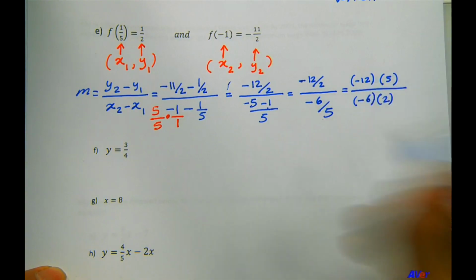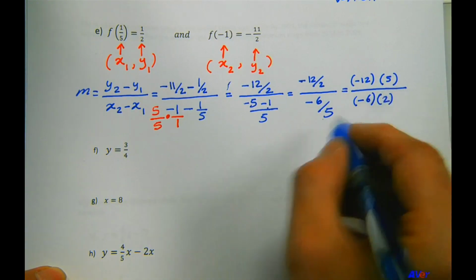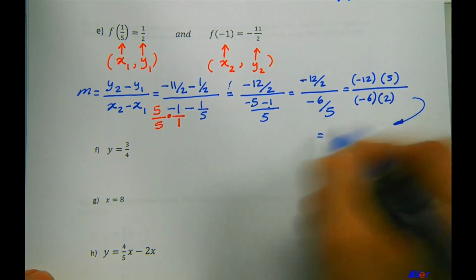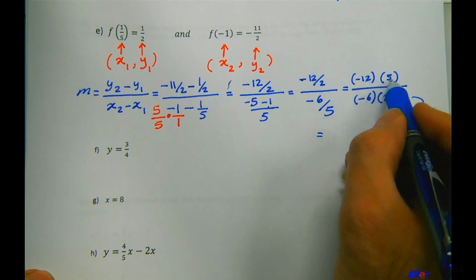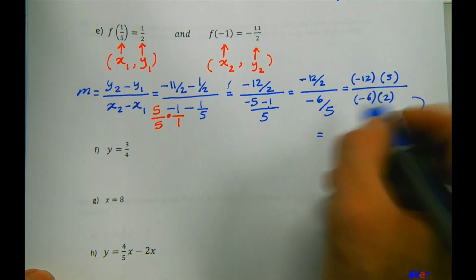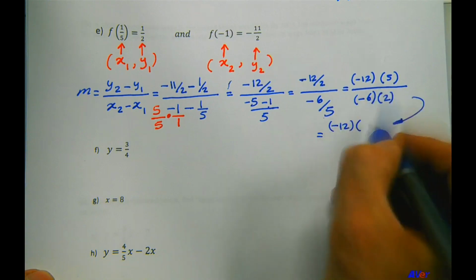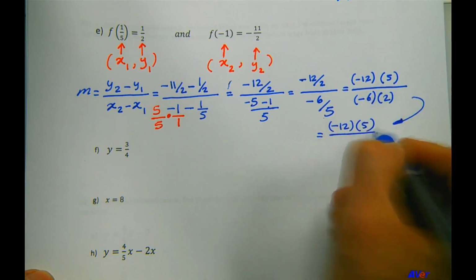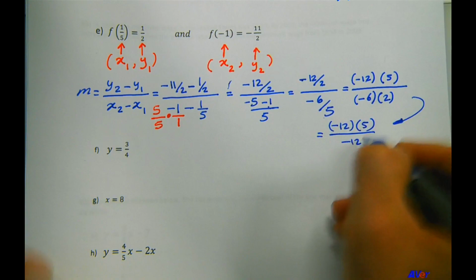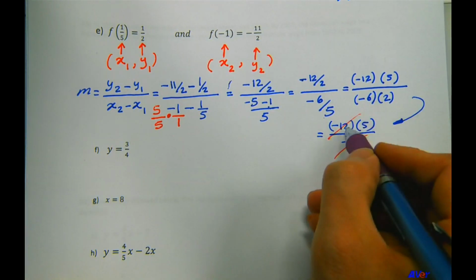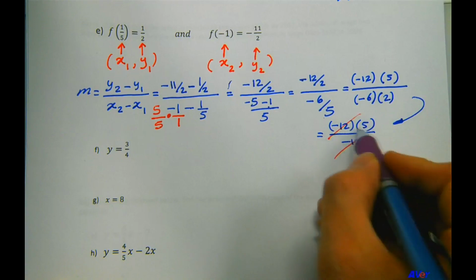So let's simplify. So we have, right, the rest of this here. Minus 12 times 5. I could simplify it, or I can multiply it, but let me keep it the same, over minus 12, right? So minus 12 and minus 12 cancel out because we're multiplying.